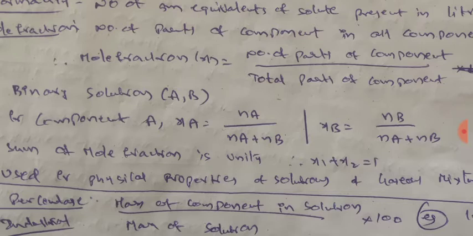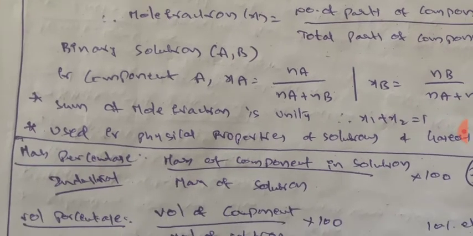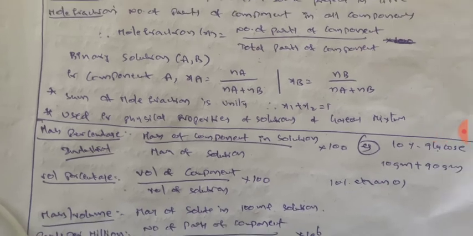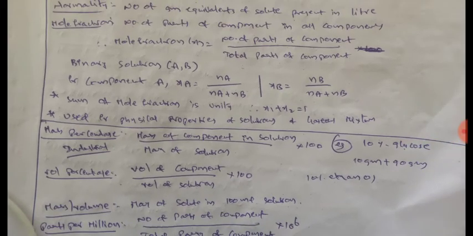So for component B, what is the mole fraction? For component B, mole fraction Xb equal to Nb by Na plus Nb. Here Nb is the number of moles of component B, divided by Na plus Nb, that means total parts of the component. Here also we have taken a binary solution which exhibits mainly two components A and B. This is called mole fraction.